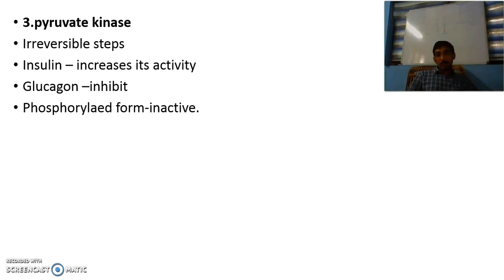Normally, this pyruvate kinase is an enzyme that gets activated in dephosphorylated form and gets inactivated in phosphorylated form. When we add a phosphate group to the pyruvate kinase, then that enzyme inactivates itself. If you remove that phosphate, that is dephosphorylation, it becomes an active enzyme. Okay, so insulin and glucagon control the pyruvate kinase by phosphorylation and dephosphorylation mechanism.